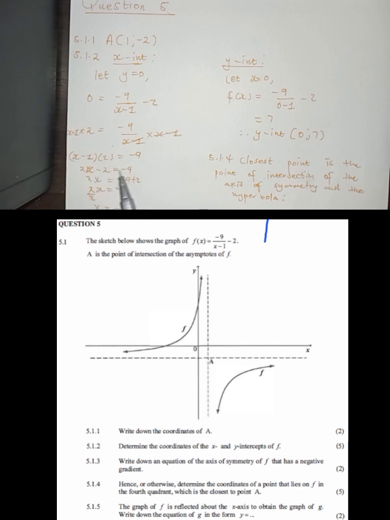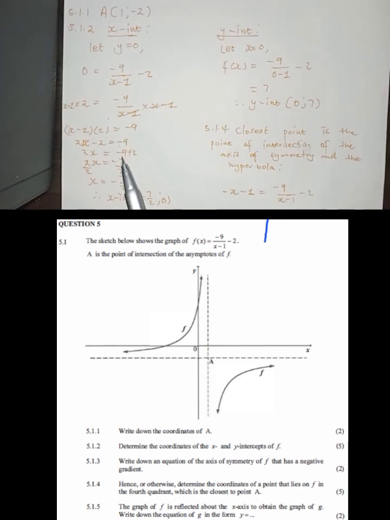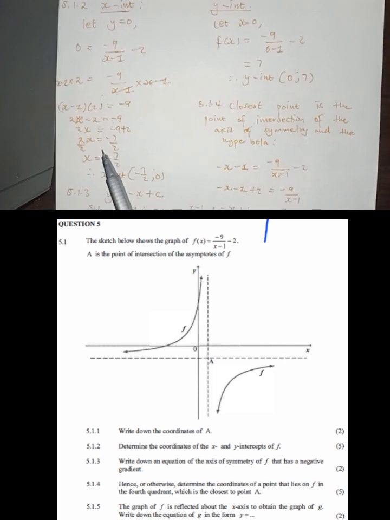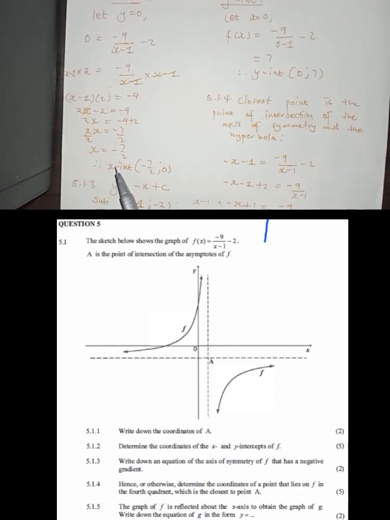2x minus 2 is equal to -9. 2x is equal to -9 plus 2. When you take 2 to the other side, 2x is equal to -7. You divide by 2, which gives you x is equal to -7 over 2. Therefore your x-intercept is (-7/2, 0). Let's move on.